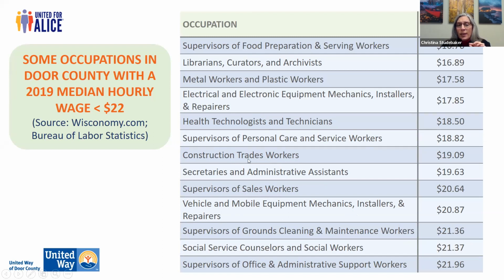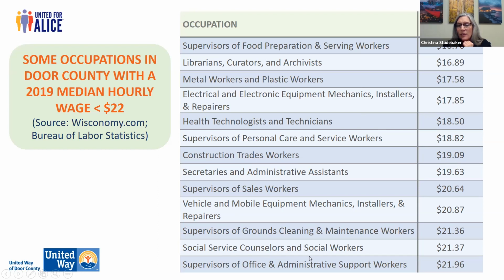I think it's important to highlight that. A lot of people talk about there really can be some good paying wages in construction, some jobs with good paying wages, but the median wage, this comes from the Bureau of Labor Statistics, shows that in Door County, people in construction, the median wage is $19 an hour.